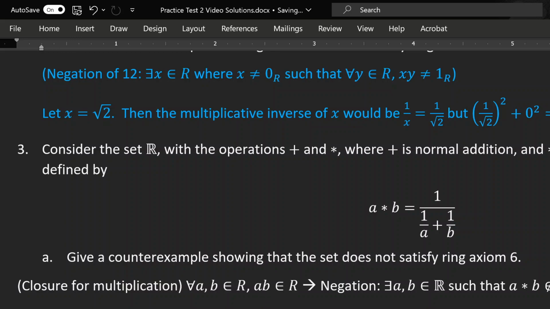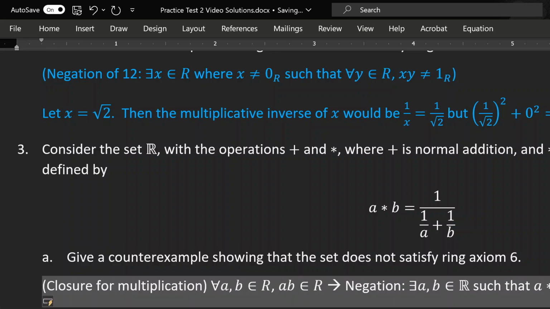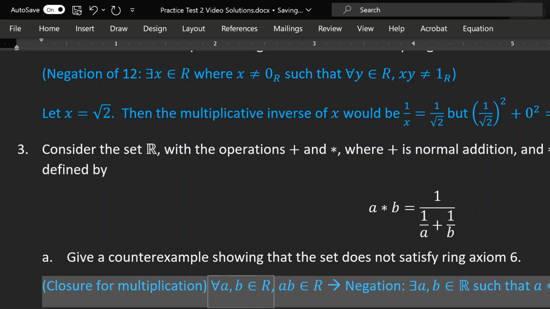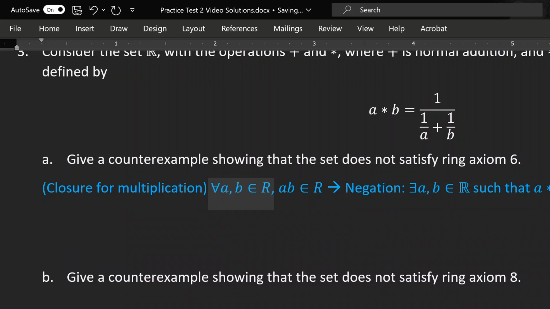And then for part B, put that in there as well. So I have to get everything formatted the way I like it. Okay, so then the negation for this one is going to be there exists A, B, C in reals. And then since it became exists, I'm going to use the word such that.